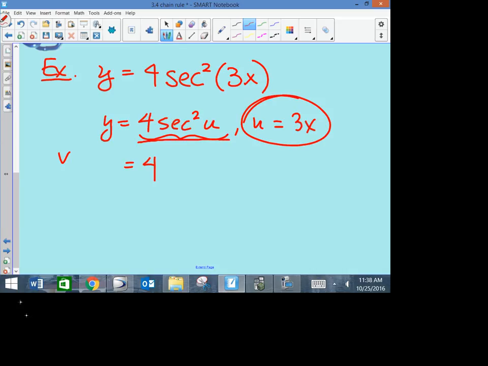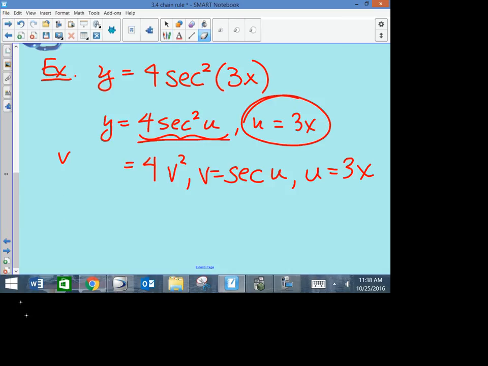4v squared. Or v is what? Nice. And then u is 3x. So if we put 3x in here, now we have secant 3x, and then now we have 4 secant squared 3x. Perfect. So that's your chain. Y equals 4v squared, v equals secant u, u equals 3x.